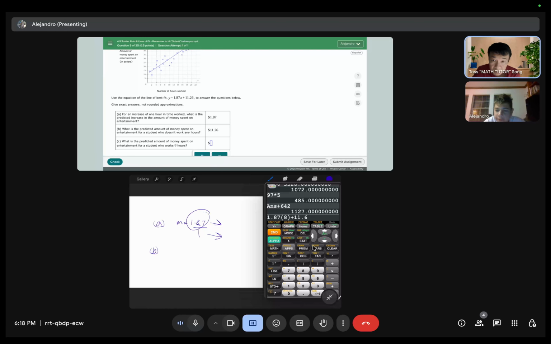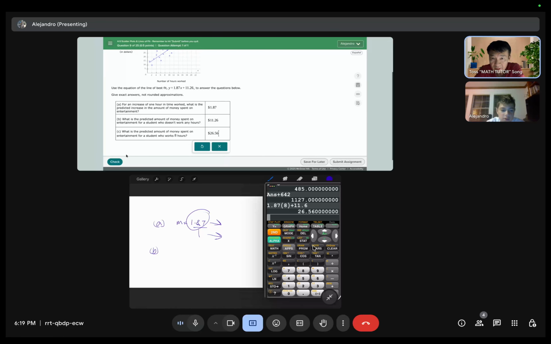11.26. Let me double check. Okay, that's it. So here's the answer. But yeah, go for 2 decimal places here. Okay, so it's 26.56. Is that okay? Imagine you use the calculator and plug it in. So that's it. Let's check it.